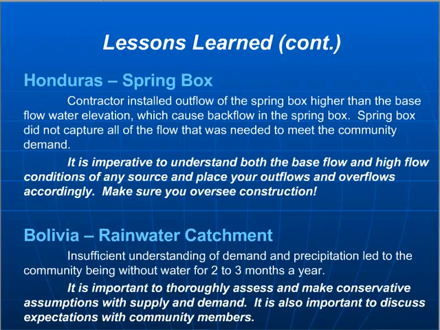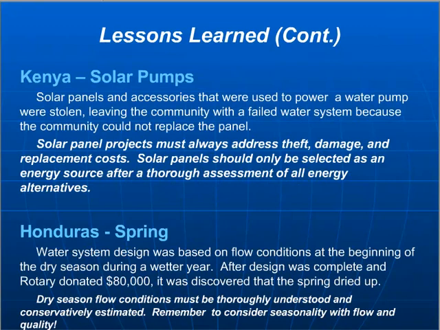This first one is a spring box in Honduras where the outflow of the spring box was set higher than the base flow elevation, and it caused backflow, and all of a sudden the community wasn't receiving the flow that they needed to just meet the average daily demand. This next one, the Bolivia rainwater catchment, is just an example of an insufficient understanding of what the actual demand was of the community, and so they had done this system. It was dry for 2 to 3 months a year, this rainwater catchment system, but they thought there'd be enough storage, and it turned out that it didn't come close to meeting the demand that the community needed, and so it essentially was a failed project.